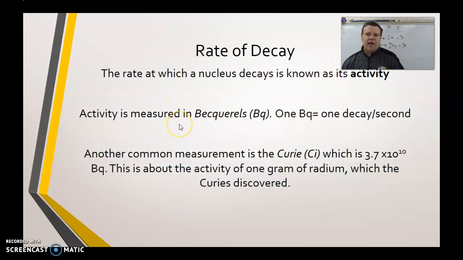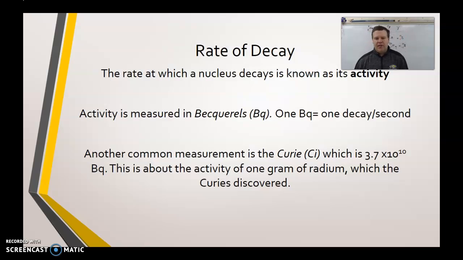So then we've got to talk about how these things actually decay. The rate at which they decay is something called the activity. It can be measured a lot of ways. One way is to measure it in becquerels, which is kind of a funny thing to say, but it's really just one decay every second. So 1 becquerel would be 1 atom decaying every second.